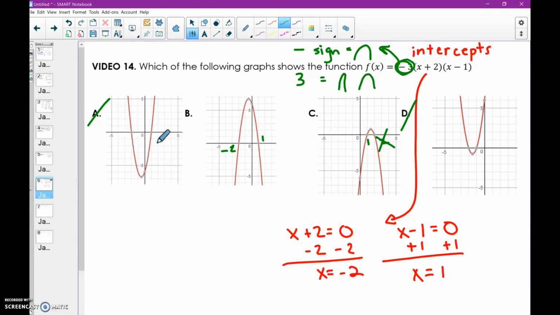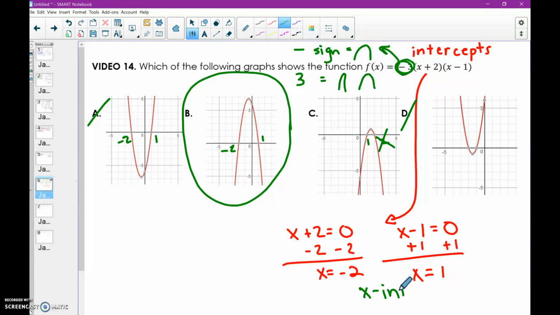And even if I wanted to double check, I could look at these other ones. Letter A does have the -2, +1, but again, it's not upside down, so that's why it's wrong. And then D has the wrong intercepts and it's not upside down, so definitely not correct. So it has to be option B. It's got the correct x-intercepts. And because of that negative out in front, it is upside down from what we normally see.